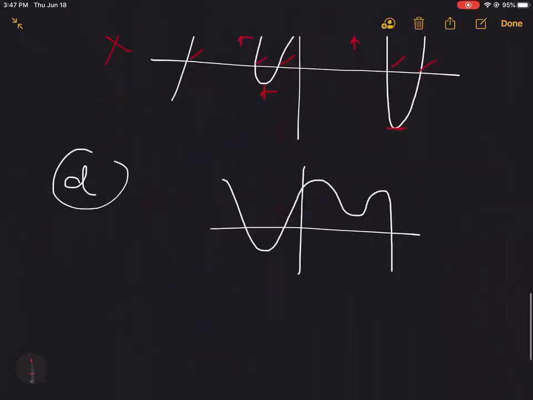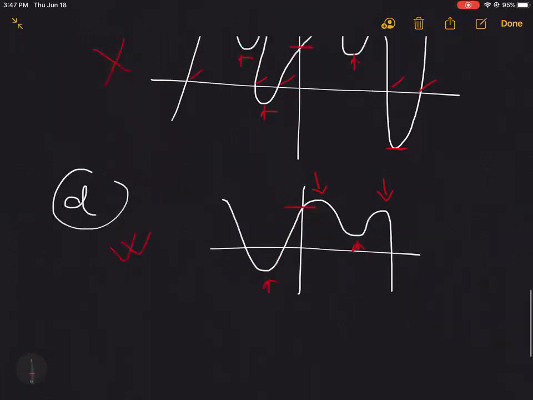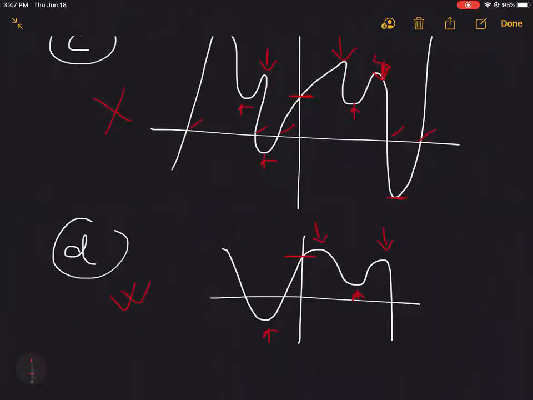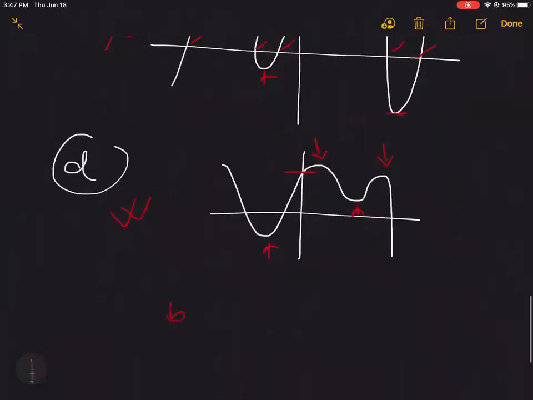Let's go to this one. It also looks like it intersects at 0, 3. Let's see how many turning points we have. 1, 2, 3, 4. Okay, so this one also has a possibility for our answer. So we have 2 different answers now, B and D.